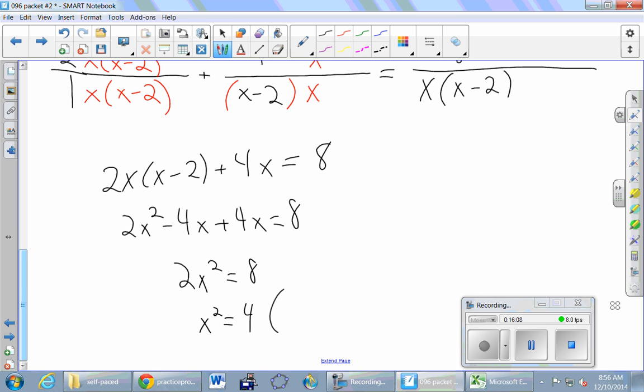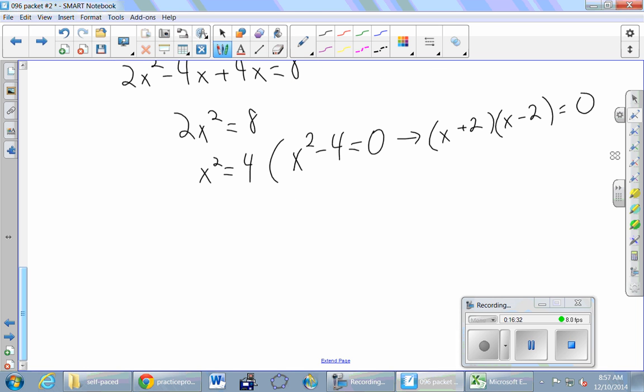I'll give you an alternative here in parentheses. If you had decided to get a 0 on one side, which is a standard thing for quadratics, you could then factor the left-hand side. How does x squared minus 4 factor? (x plus 2)(x minus 2). And then you see the two of them, right? Okay, so our solutions here: x equals 2, x equals negative 2.